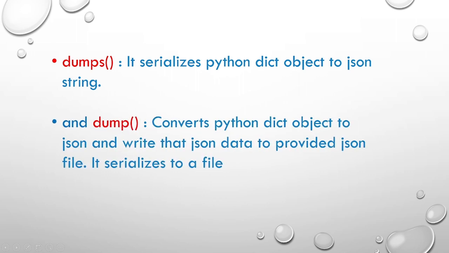This is the one we used earlier while we were serializing that data. Then we have the other one, which is dump. This is different from dumps because it converts a Python object to JSON and writes that JSON data to a JSON file. So it's serializing to a file. That's the difference between dumps and dump. Whatever you give it, it will write it to a file.